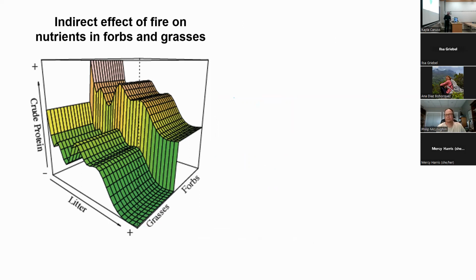Now, there was an indirect effect of fire on nutrients in forbs and grasses. And this is a three-dimensional figure that basically compares crude protein, litter or dead standing biomass, between forbs and grasses. And we can see here that there is a negative relationship between protein and litter. So for grasses and forbs, it's a negative trend in both. And what is happening here is that when fire removes litter, as we can see in this negative value, when there is no litter on the ground, the protein content in grasses and forbs increases. But when fire couldn't remove any amount of litter from the ground, the protein levels are reduced. So that means that there is an indirect effect of fire on protein content in grasses and forbs by removing litter from the ground.